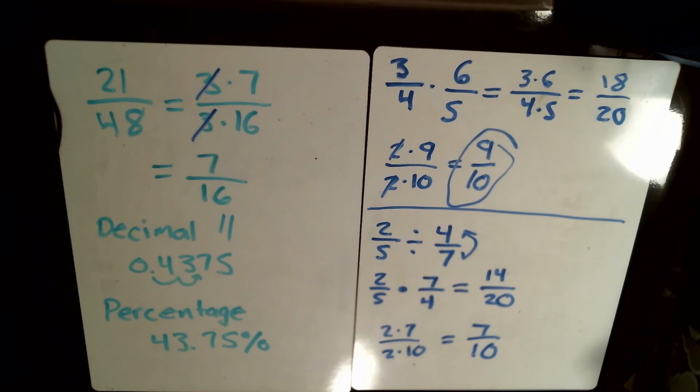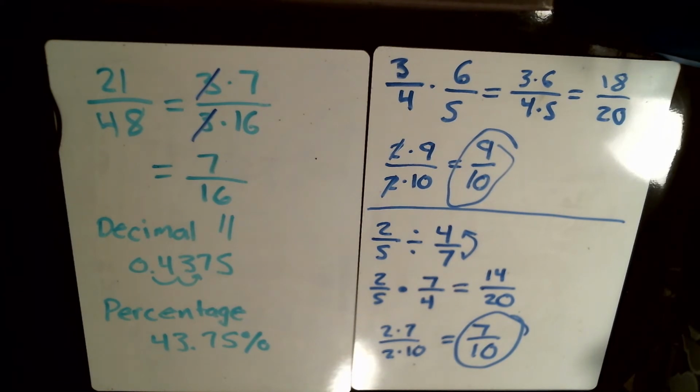Okay? And then I could look, does 7 have any common factors with 10? Well, the only things that go into 7 are 1 and 7, and 7 doesn't go evenly into 10. So that's as simple as we could go on that fraction.